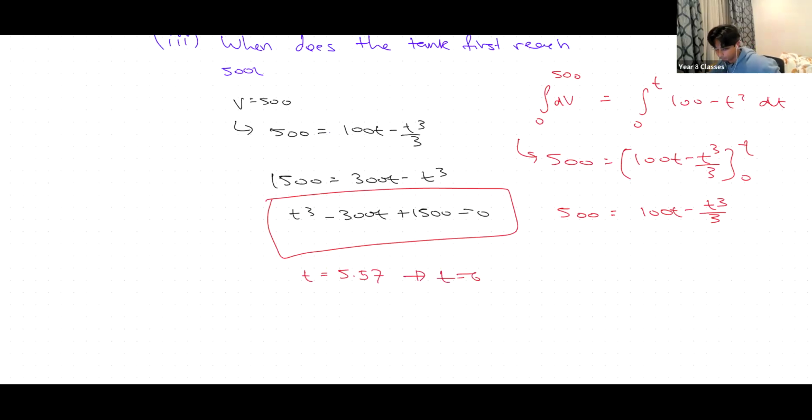Okay. Yeah. I'll put a flag on this and see if I can find a nicer way to do it. Okay. That's the end of that question there. So on to the next one.